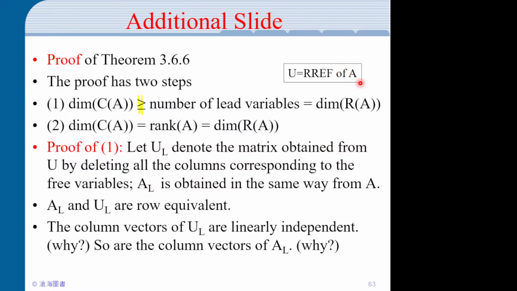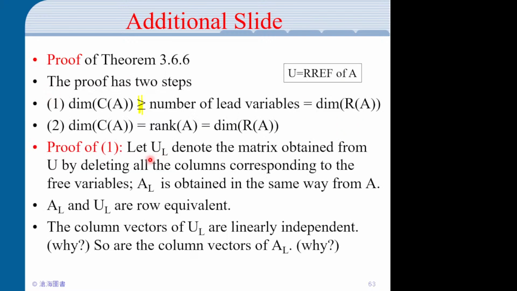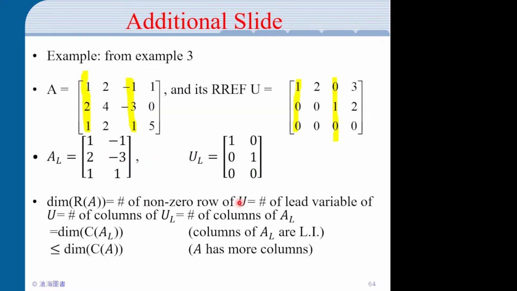Maybe let's go to an example. We start with our matrix A, and as usual, we do Gaussian elimination to get the reduced row echelon form U. Then we find these interesting matrices UL and AL. UL is quite a simple matrix. You look at the lead variables in U, this one here and this one here, and then you pick out their columns.